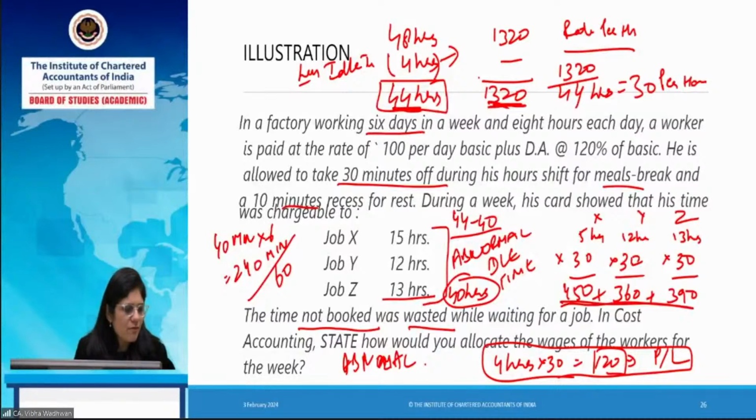So students, I hope you have understood. Yes, it's an abnormal time. 4 hours is time lost, not time saved. In the cost control process, we can reduce this abnormal idle time. Normal time we should not reduce. We should not reduce the lunch break. We should not reduce the tea break. But abnormal idle time we should reduce. The worker should have worked for 44 hours. Why has he worked for 40 hours? That means he has wasted 4 hours extra. That is abnormal.